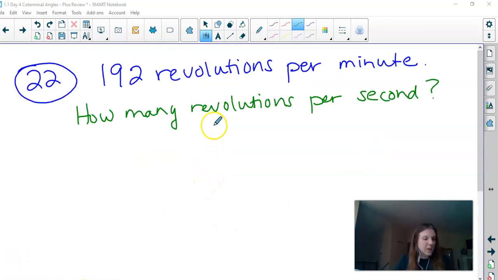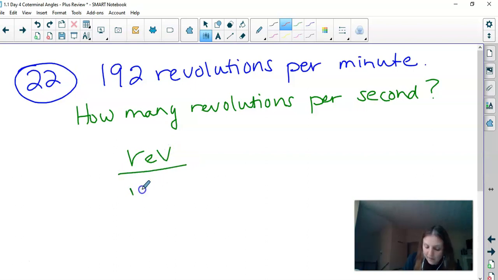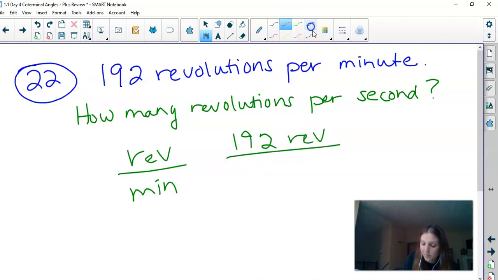Okay, so here's another interesting one. This is number 22, and you had some like this in your homework assignments. 192 revolutions per minute for a wheel. How many revolutions does it make per second? Okay, so here's what we know. 192 revolutions per minute. How many revolutions per second? So if you think about revolutions per minute, according to the given information, it's 192 revolutions in a minute. One minute to be exact. The question says how many per second.